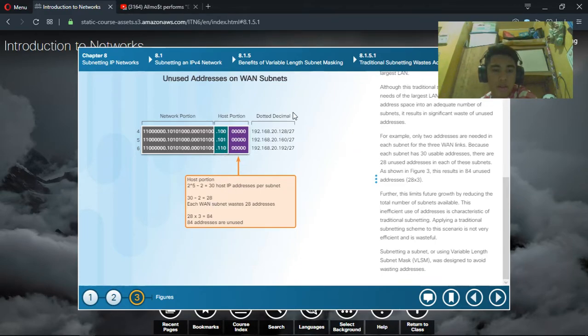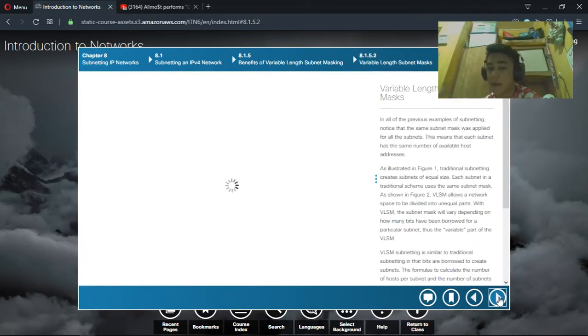Then, to calculate how many are unused addresses, 2 raised to 5, the host portion, minus 2, so we have 30. Then 30 minus 28, since each subnet uses 28 addresses, so 30 minus 2 is 28. Then 28 times 3 is 84 unused addresses. Okay, then variable length subnetting.